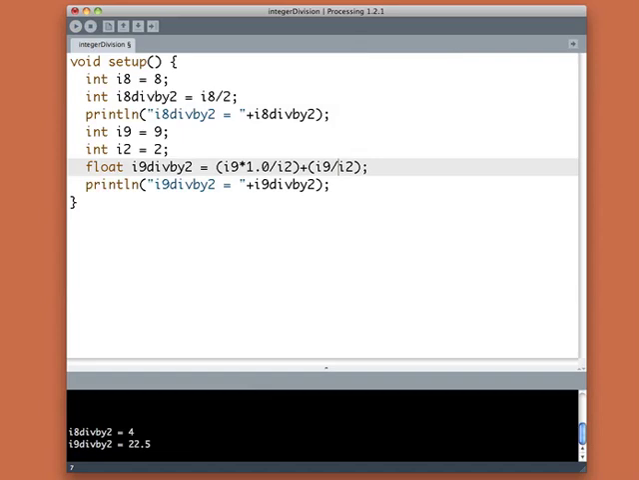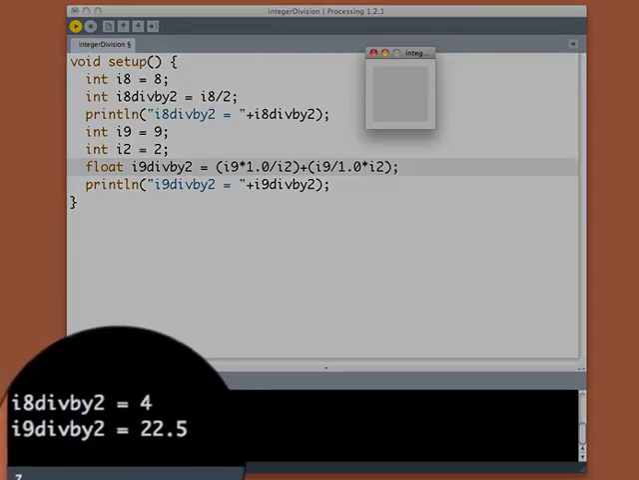So we need to multiply this by a float. So I'll tell you what, I'm going to multiply I2 by 1.0. So I'm just going to write 1.0 times I2, sticking it there just underneath the I9. And everything should work fine, right? So let's go ahead and run this and make sure it all comes out right. And whoa, things went seriously wrong. That should be 9, and it's 22.5.